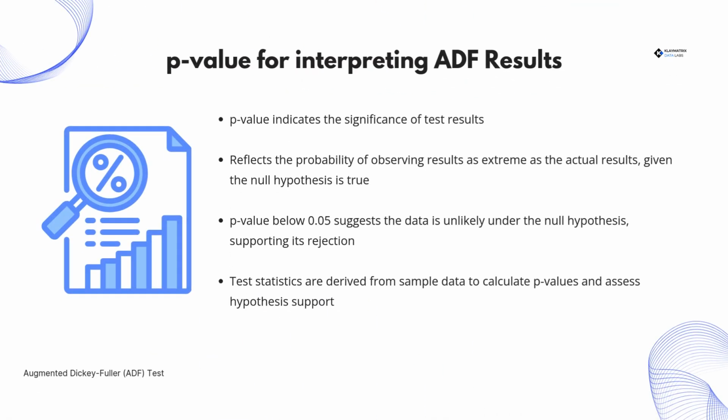Speaking of the p-value, it plays a crucial role in interpreting ADF results. The p-value tells us the probability of observing the results under the assumption that the null hypothesis is true. A p-value below 0.05 suggests strong evidence against the null hypothesis, supporting the claim that the data is stationary. Alongside the p-value, test statistics are calculated to assess whether the null hypothesis should be rejected or not.